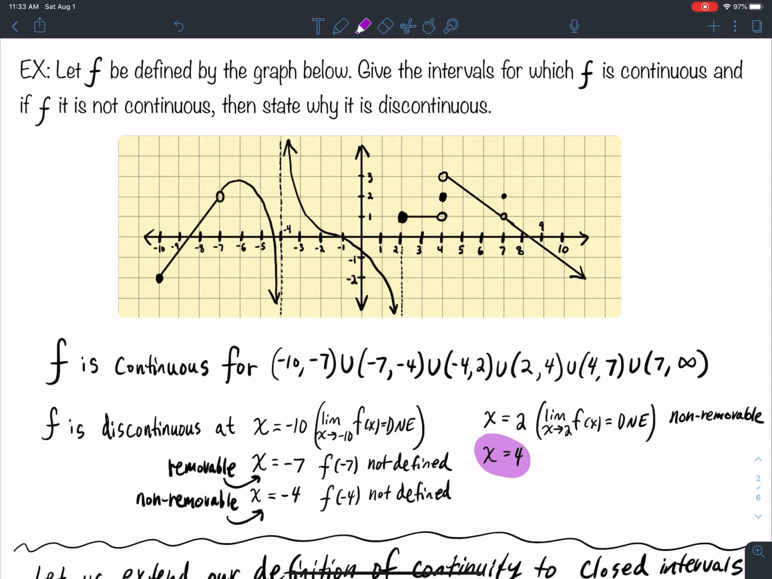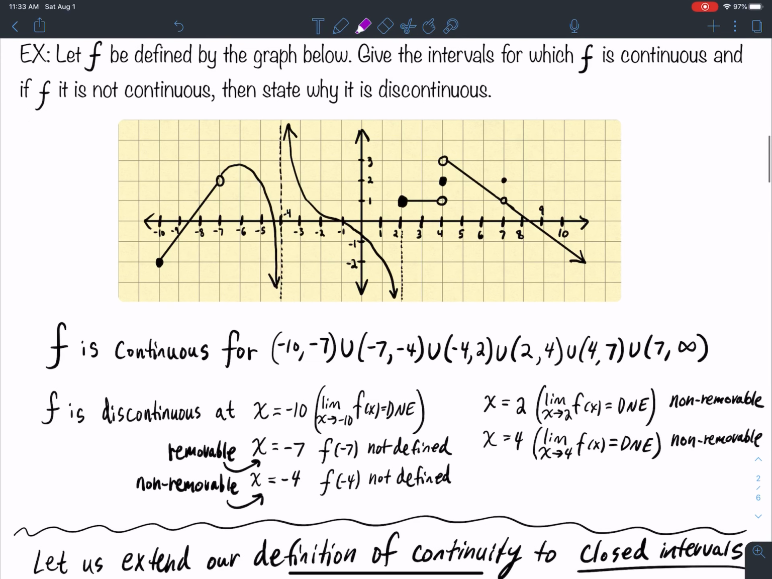All right, x equal to 4. So we got an interesting thing going on here. It is defined, right? If I plug in 4, I get out 2, clearly. But the left-hand limit looks like it equals 1, and the right-hand limit looks like it equals 3. So the left and right-hand limits don't equal the same thing, therefore the limit does not exist. And I would say that this is non-removable, because even if I put just one dot somewhere, there's no way I can connect those two graphs, as you can see there. It's non-removable.